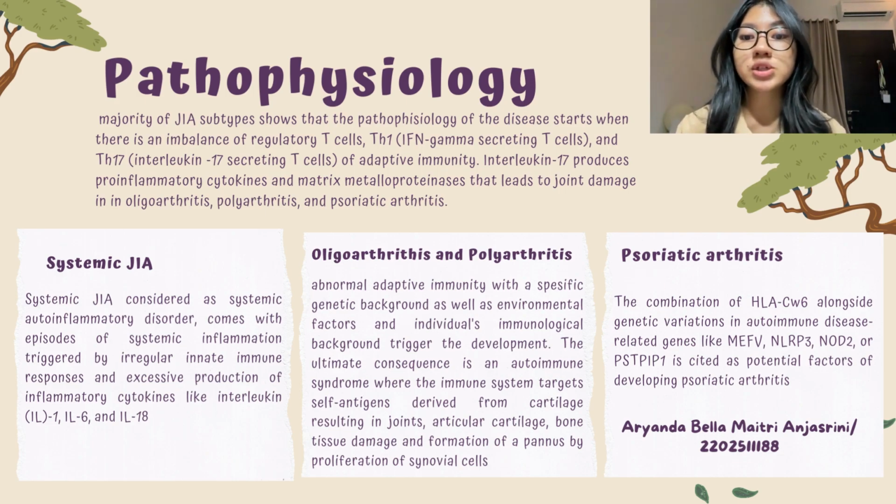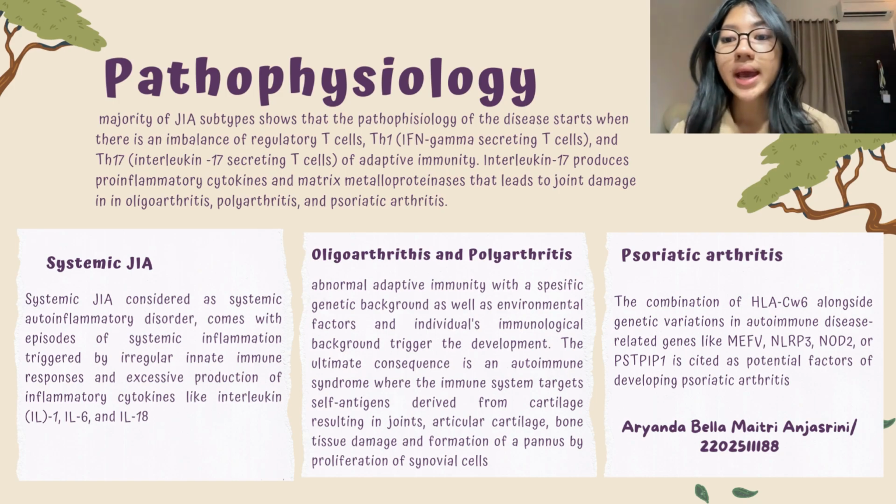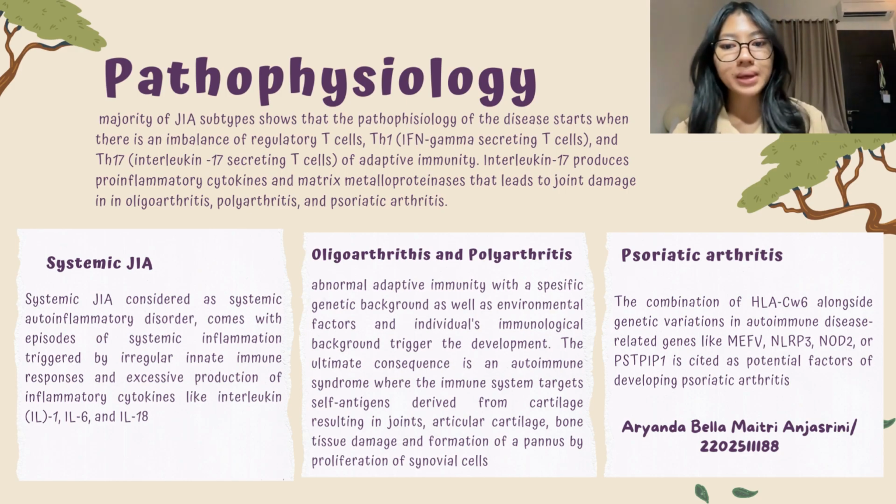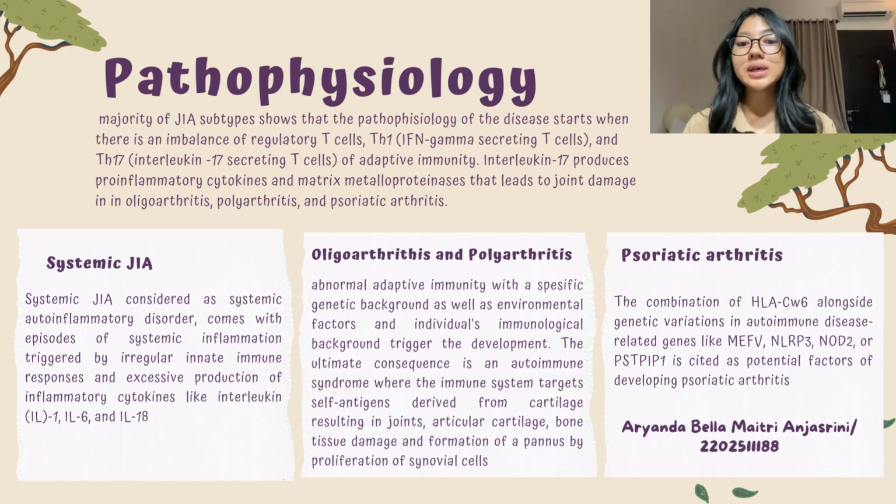So the majority of JIA subtypes show that the pathophysiology of the disease starts when there is an imbalance of regulatory T cells, especially T helper 1 and 17 in adaptive immunity. Interleukin 17 then produces pro-inflammatory cytokines and matrix metalloproteinase that lead to joint damage in oligoarthritis, polyarthritis, and psoriatic arthritis. Systemic JIA is considered a systemic autoinflammatory disorder that comes with episodes of systemic inflammation triggered by irregular innate immune response and excessive production of inflammatory cytokines like interleukin 1, 6, and 18.